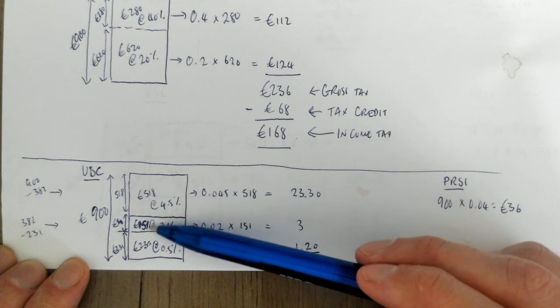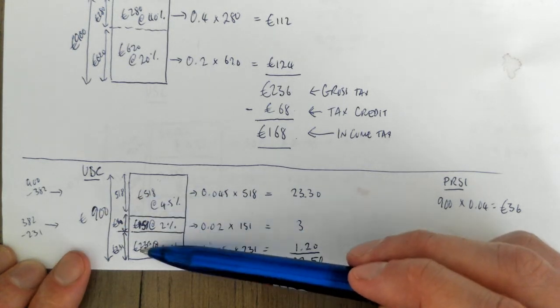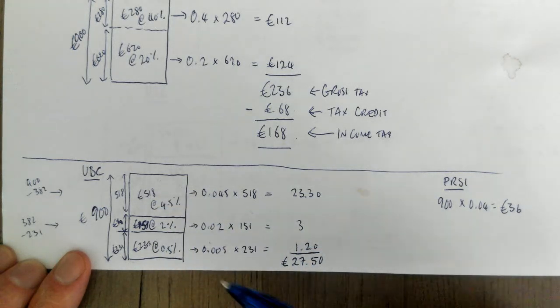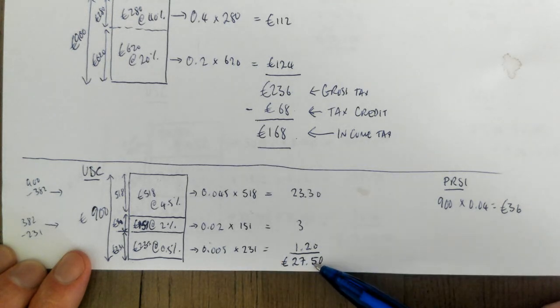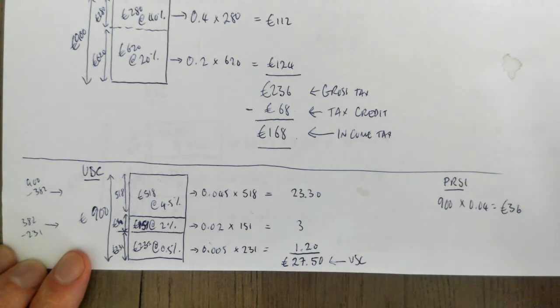Again, this plus this equals 900. So it's only paying universal social charge once on each amount. Okay, careful with the 0.005 again. You work them out, you add them up. So this is the USC total.